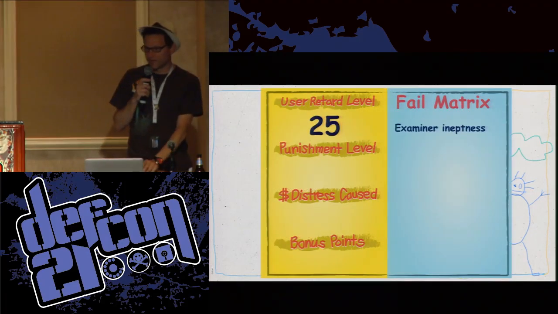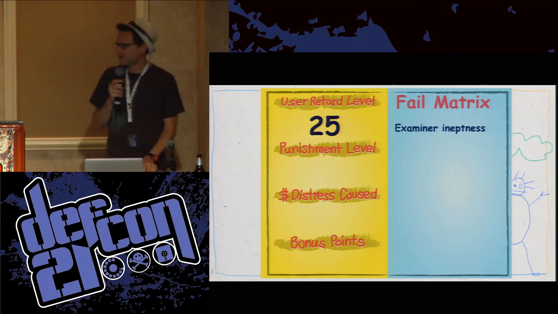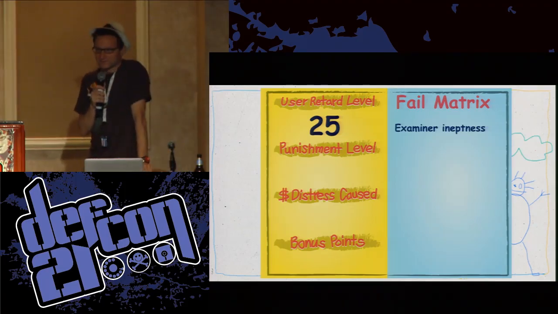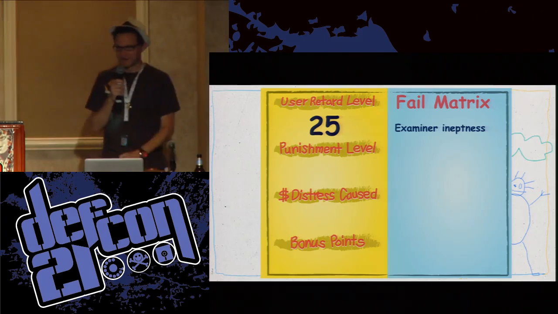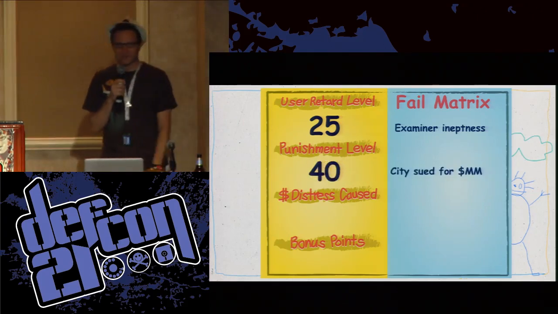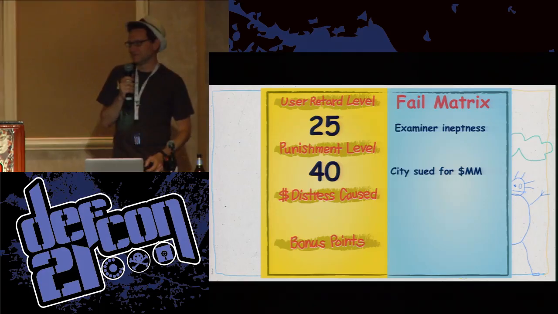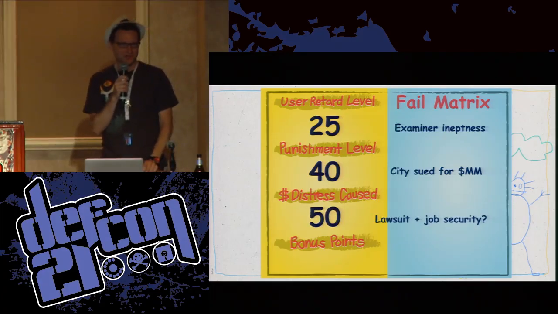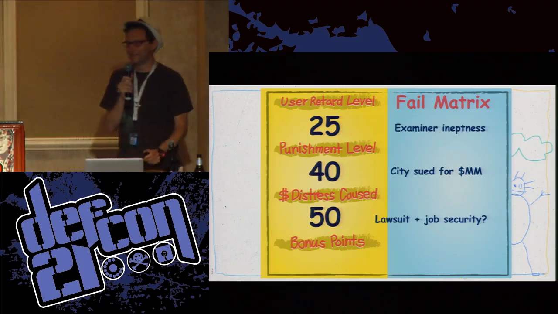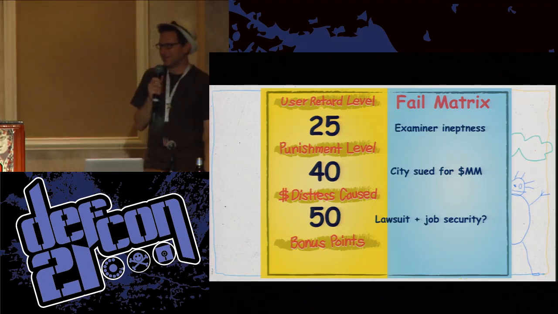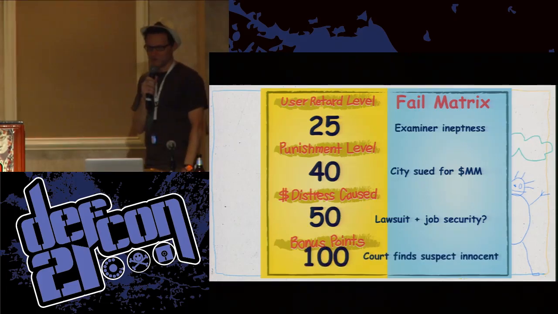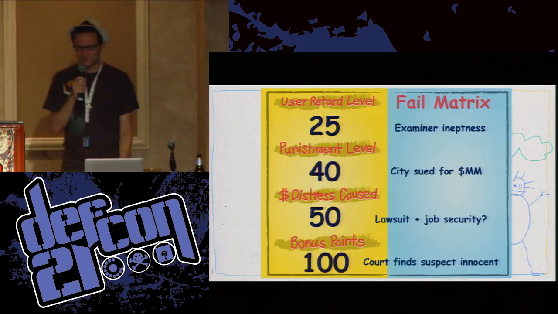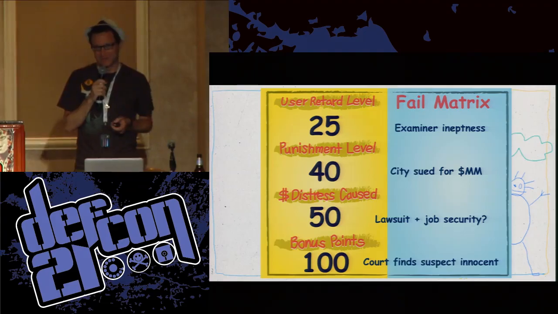So remember, the maximum you can get is 20 in any category. However, I've decided to break the rules a little bit for this one. For examiner ineptness, he gets 5 bonus points built in right there. Oh yeah, the guy sued the city for millions of dollars. And there might be a job security issue for somebody in this case. I don't think that examiner is going to have a job much longer. And 100 bonus points because the court finds the suspect innocent. So, factually innocent.